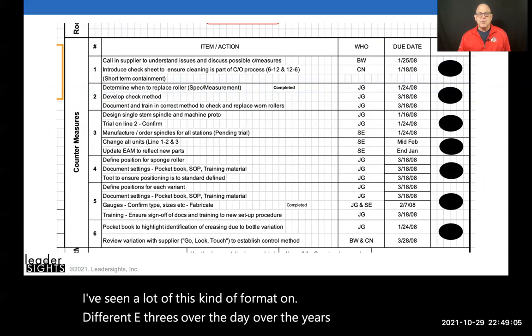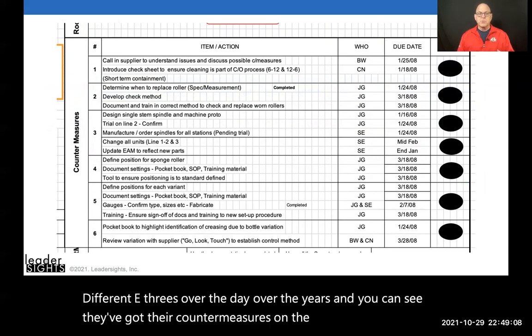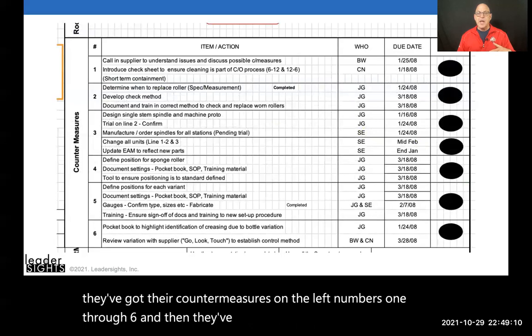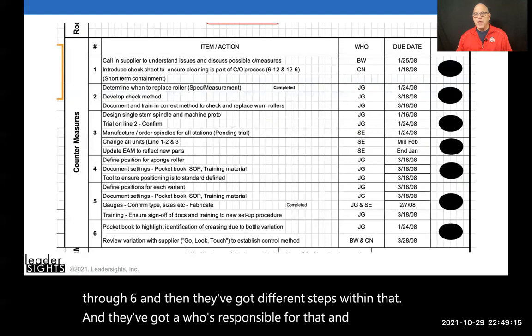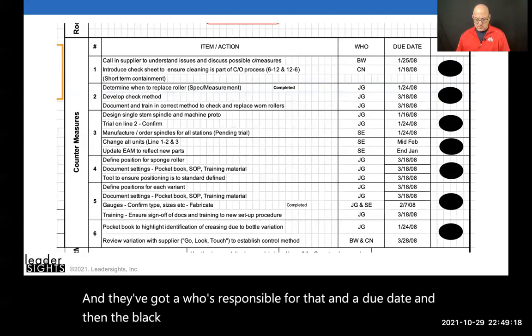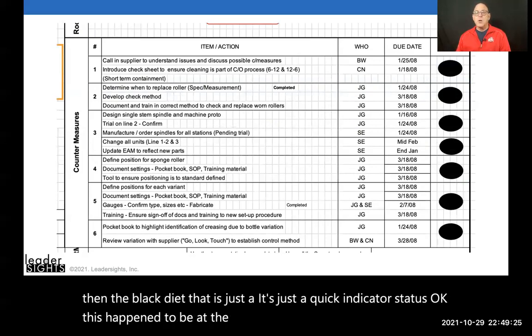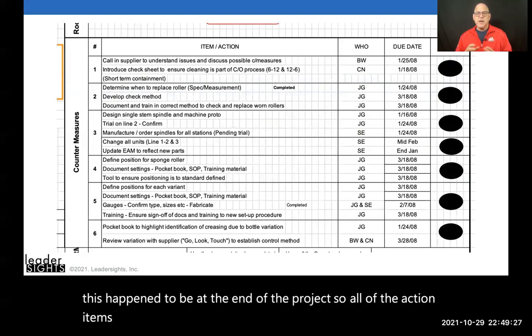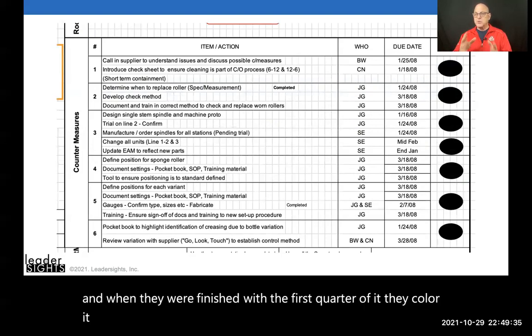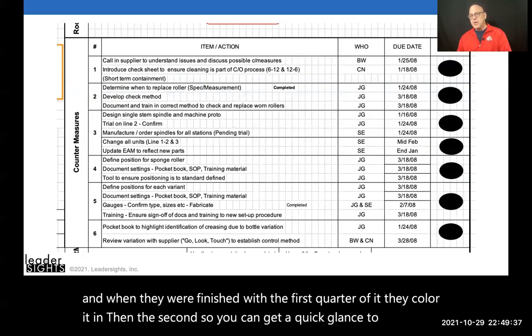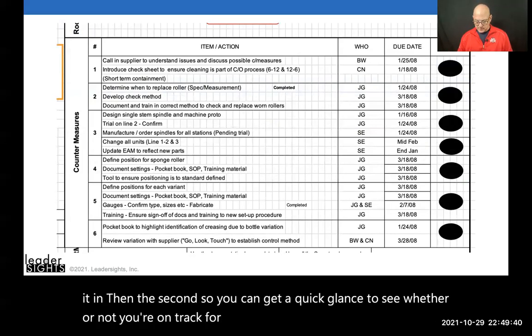And you can see they've got their countermeasures on the left, numbers 1 through 6, and then they've got different steps within that. And they've got a who's responsible for that and a due date. And then the black dot, that is just a quick indicator status. This happened to be at the end of the project, so all of the action items were complete, but they divide that circle into 4 quadrants, and when they're finished with the first quarter of it, they color it in, then the second, so you can get a quick glance to see whether or not you're on track for your implementation plan.